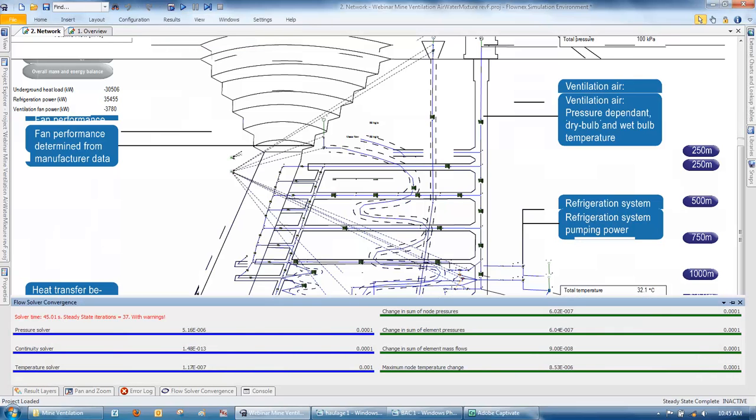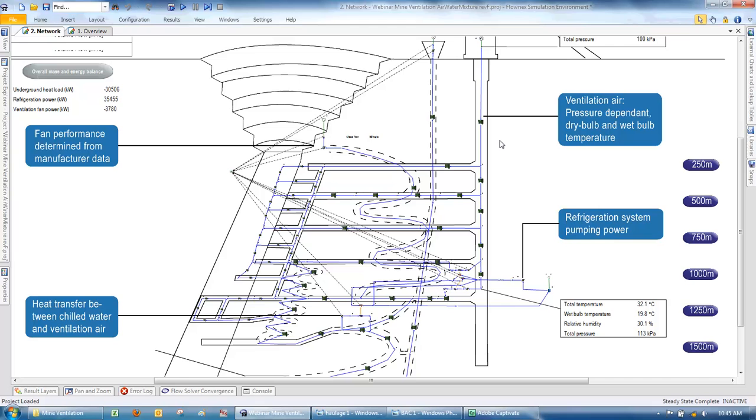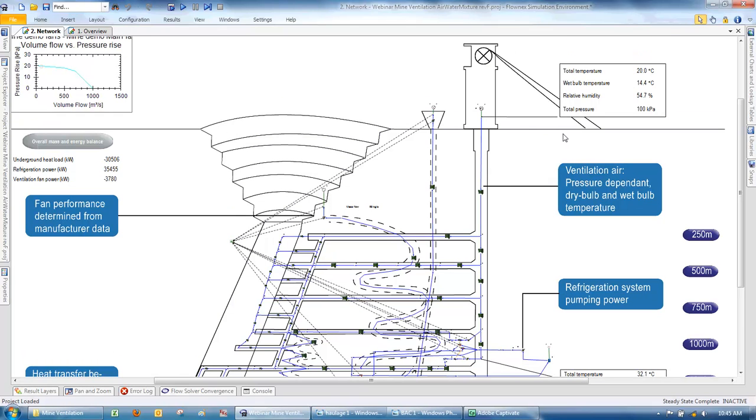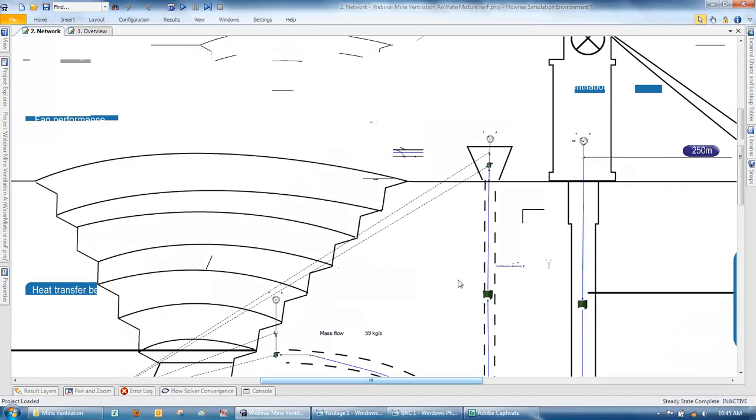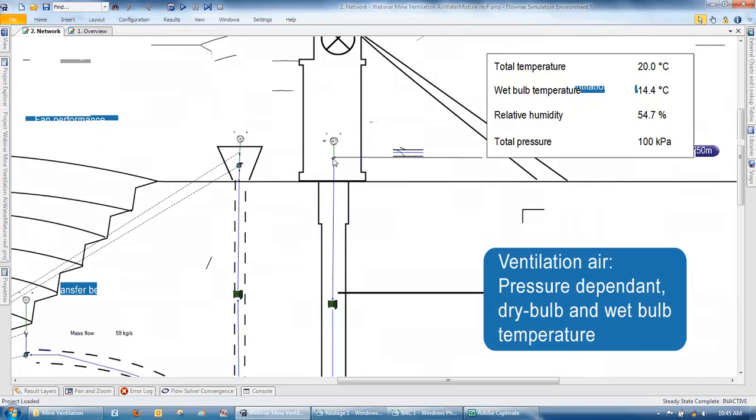Let's solve the model and see the different functions in the simulation. Let's start at where the ventilation air enters. You see, typically in this case, ambient air is used on the node with a humidity of 54.7% and an ambient temperature of 20 degrees Celsius at a pressure of 100 kPa. The wet bulb temperature can then be calculated to be 14.4 degrees Celsius.